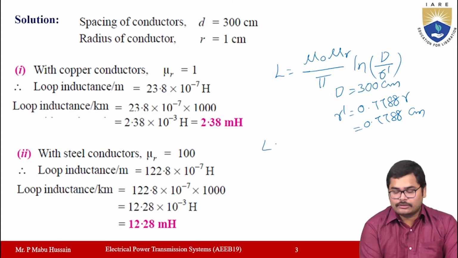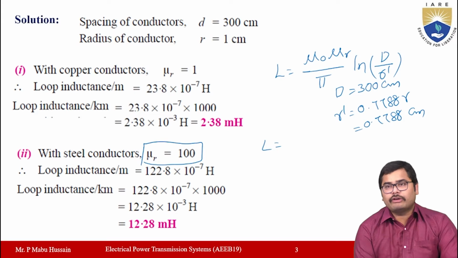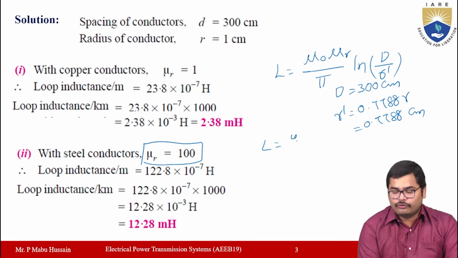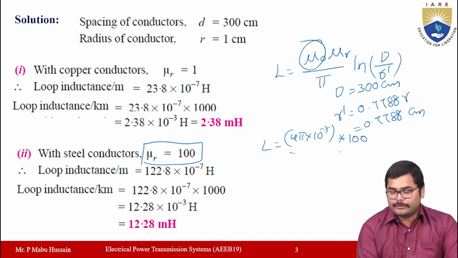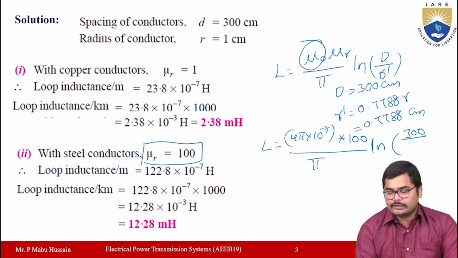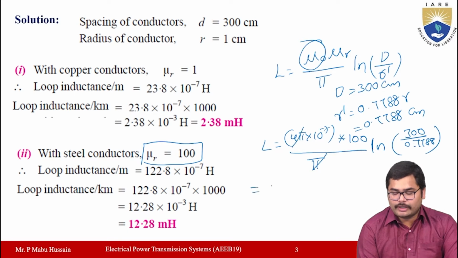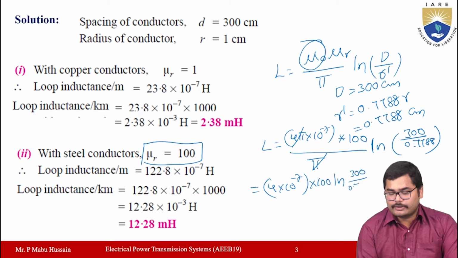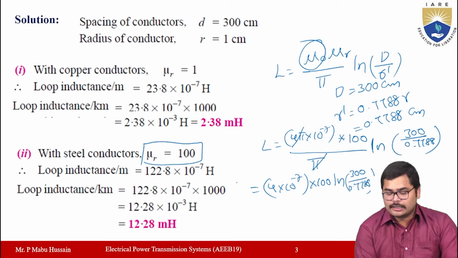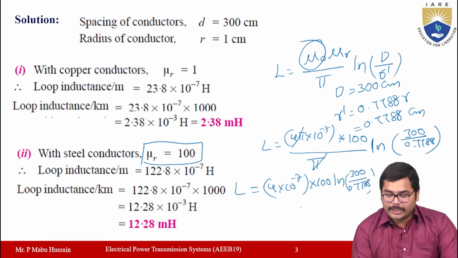So the value of inductance, when you consider the steel conductors, mu r value is 100. So L is equal to 4 pi into 10 power minus 7, which is the value of mu naught, multiplied by mu r, 100, by pi into ln D, which is 300, by r dash, 0.7788. Again here pi will get cancelled. So this value is 4 into 10 power minus 7 into 100 ln 300 by 0.7788. Okay, so this is the total inductance or loop inductance.